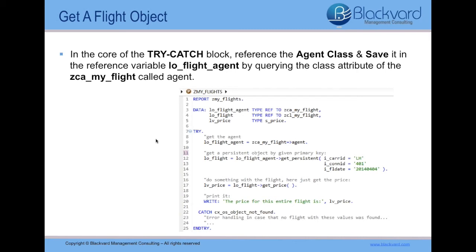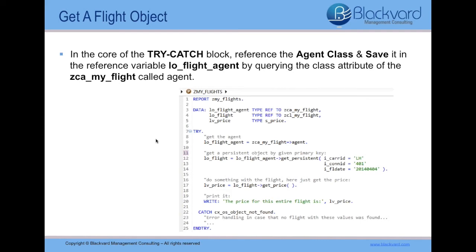Let's go ahead. In line 9, we use our locally defined reference to the flight agent class. We add the agent to the local agent. That's important because in line 12, we have our local object LO flight, and that's something we want to fill with persistent data we want to select from the database. And that is the get persistent method from the LO flight agent.